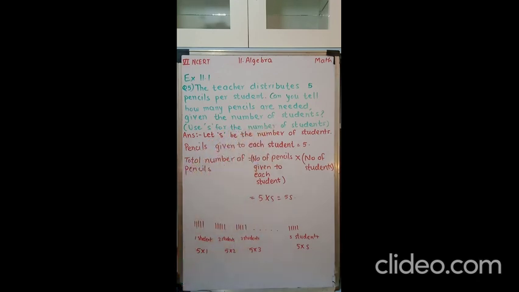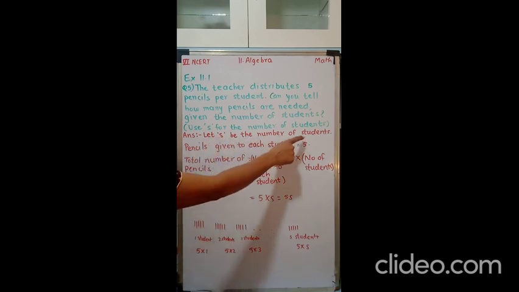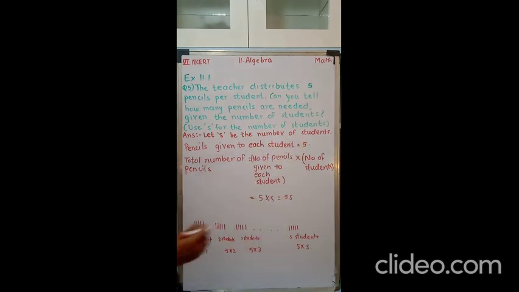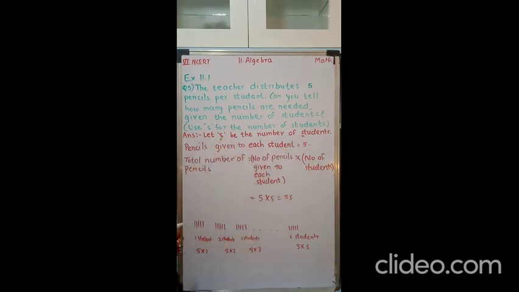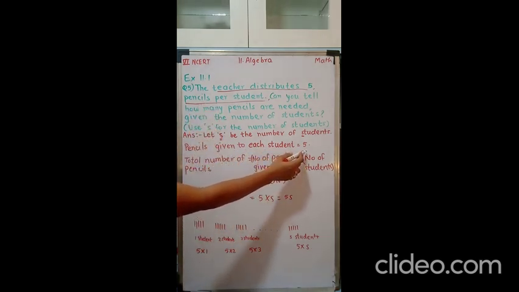As I said, always use the given thing first in the word problem. Let S be the number of the students. This is the variable. S is the variable. S stands for the student. So we have taken the S. If it is not given, we can take the S. Yes. Next, the teacher distributes 5 pencils per student. So we will use this also. Pencils given to each student equals 5.